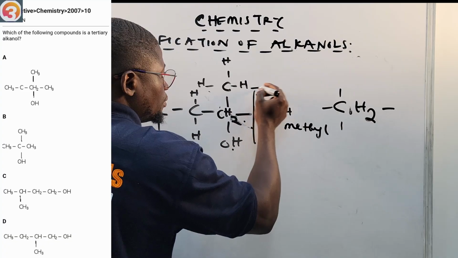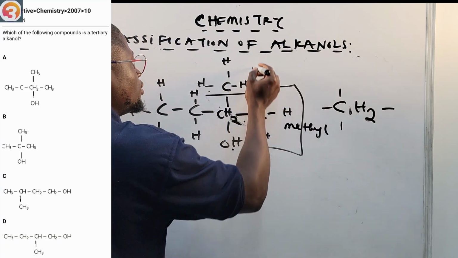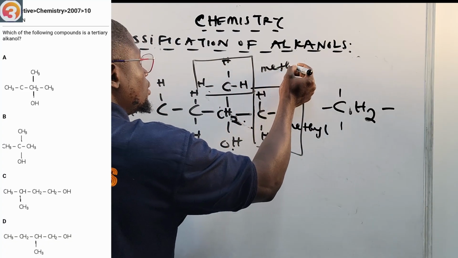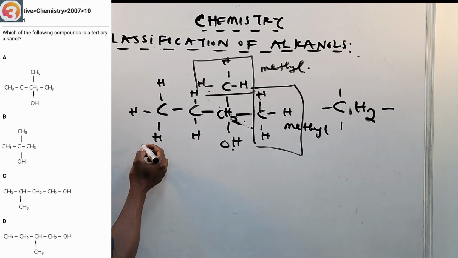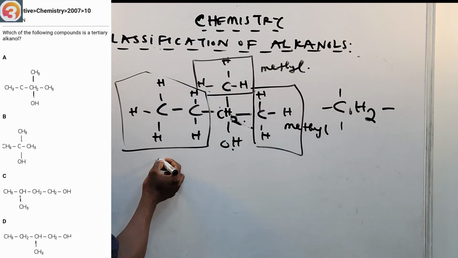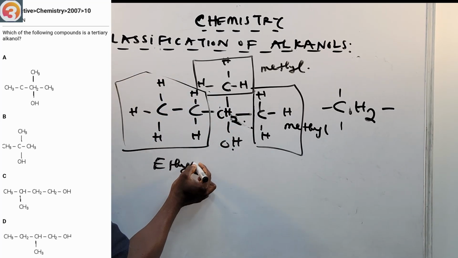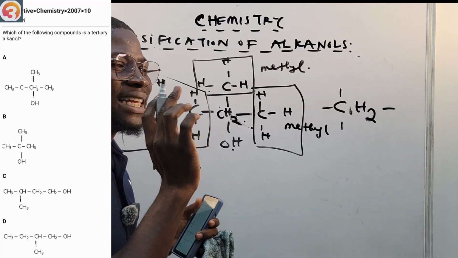This is a methyl group. There's a methyl group here to the top. This is a methyl group. There's an ethyl group now. This is ethyl. So you can easily say this is a tertiary alkanol.